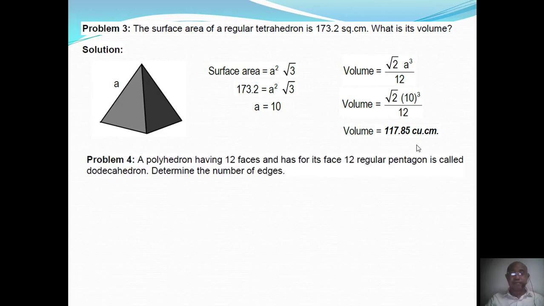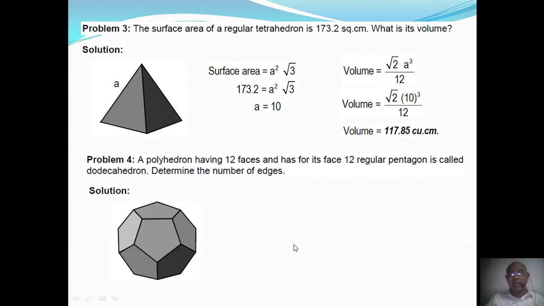Next, I have here a polyhedron having 12 faces and each face is a regular pentagon, called a dodecahedron. Determine the number of edges. Okay, so we have here a polyhedron having 12 faces and each face is a pentagon. So for each face, since it is a pentagon, we have 5 sides. Okay, so determine the number of edges. So I have here a dodecahedron.